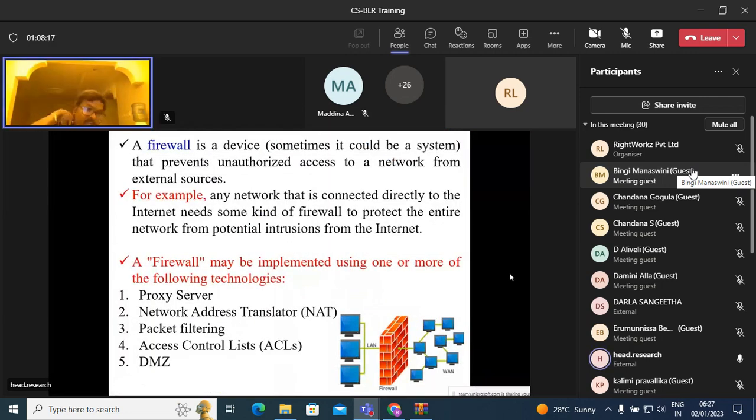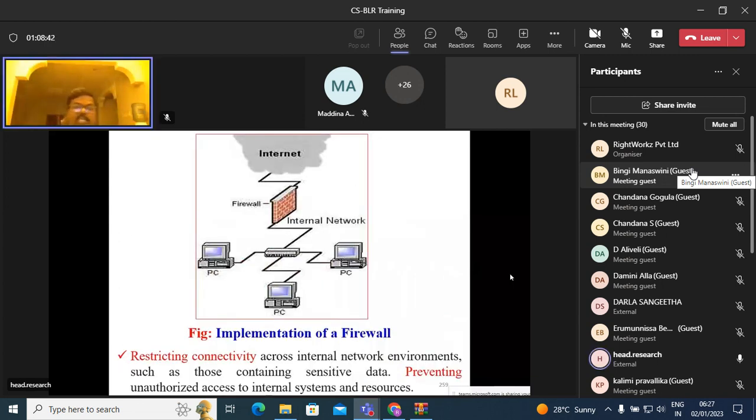A firewall may be implemented using one or more of the following technologies: proxy server, network address translator, that is called NAT, packet filtering, access control list, and a DMZ. These are the various firewall implementation technologies. If you see the diagram, the firewall restricts connectivity across internal network environments, such as those containing sensitive data, preventing unauthorized access to internal systems and resources.